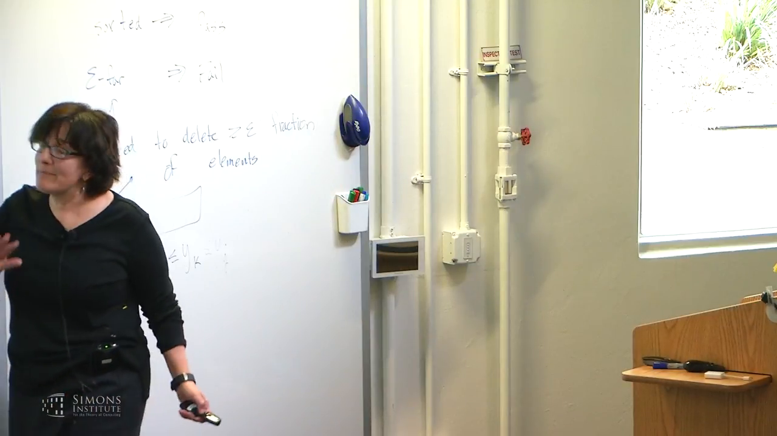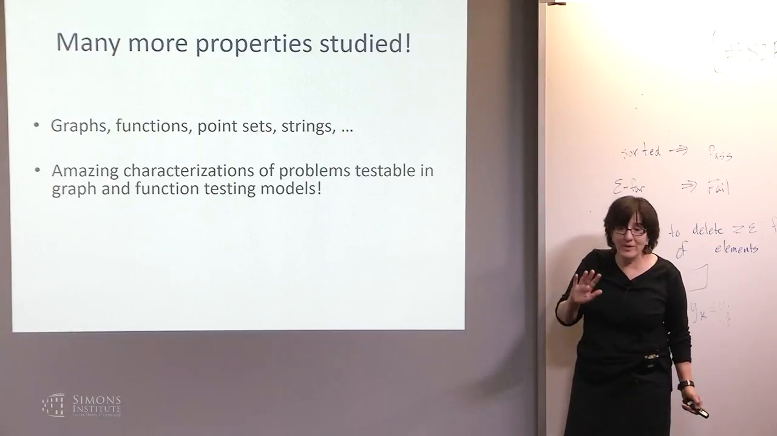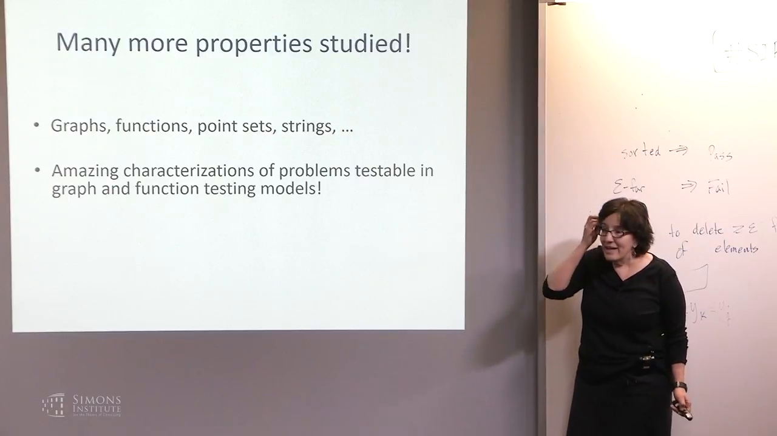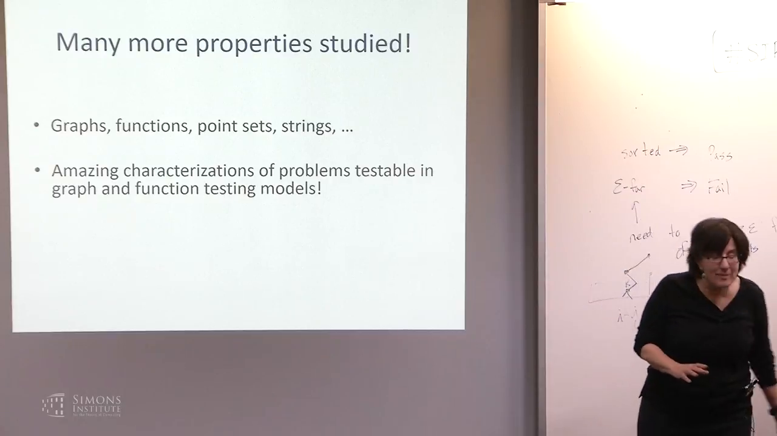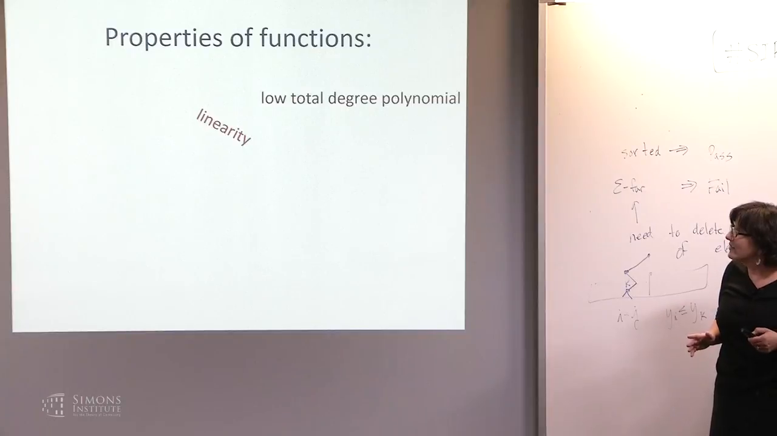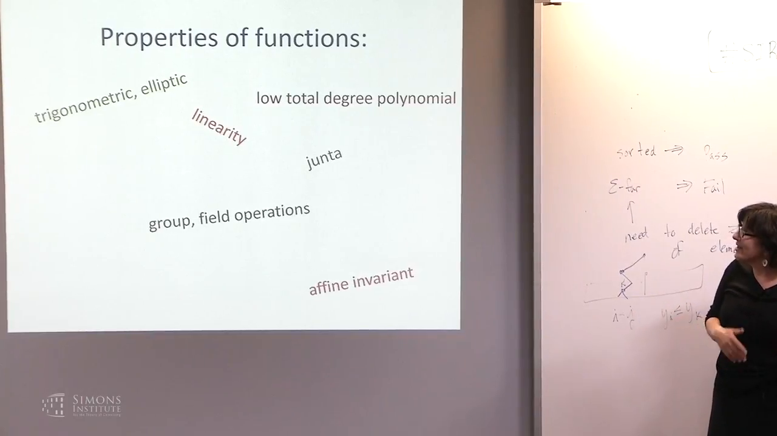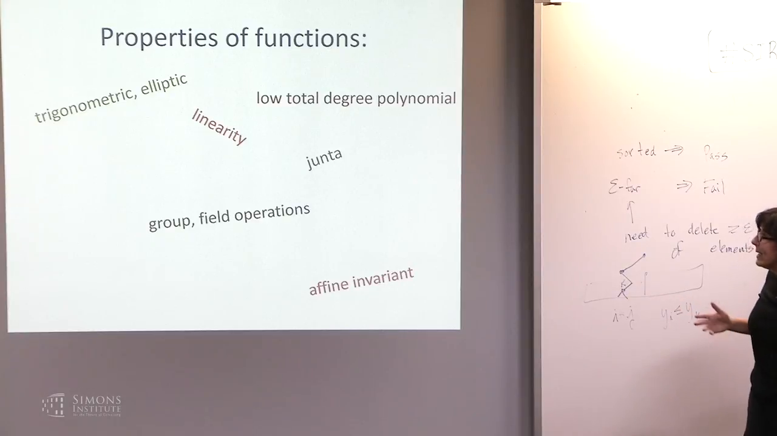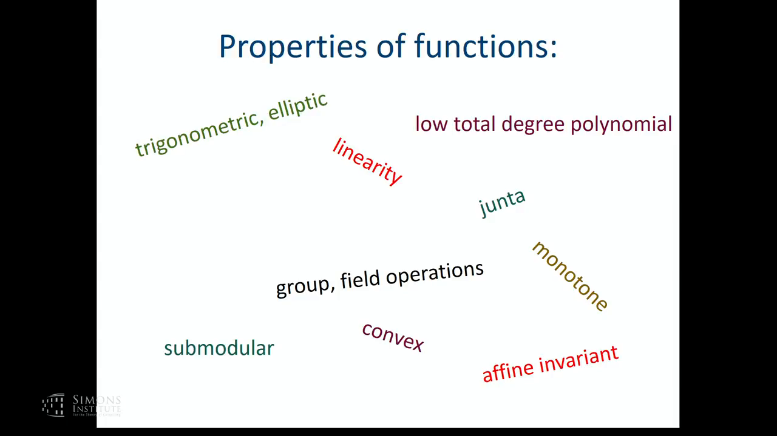Okay, I want to mention that many more properties have been studied over graphs, functions, point sets, strings, and actually there are some amazing characterizations of problems testable in both graphs and function testing models. So I mentioned a bunch of properties of functions: linearity, low total degree polynomial, monotone, convex, submodular. Again, these are over discrete domains, so it's some kind of discretization of these notions.